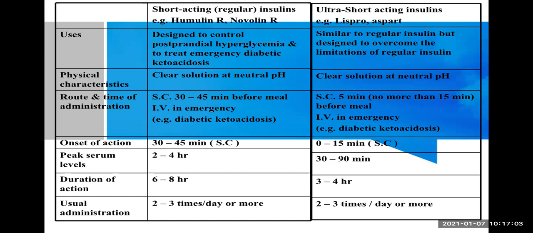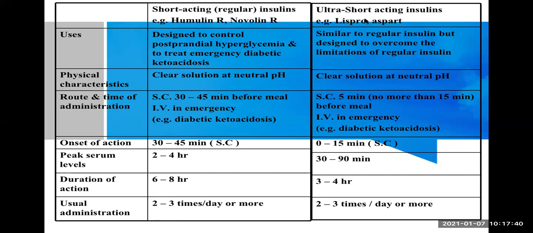This slide is telling us about short-acting or regular insulin and ultra-short-acting insulin. The first thing is the examples of them, because an MCQ may ask this type of question. Humulin R or Novolin R. R is regular. Humulin R or Novolin R are trade names of short-acting insulin, very commonly used in clinical practice. Regarding the ultra-short-acting, they are Aspart and Lispro.